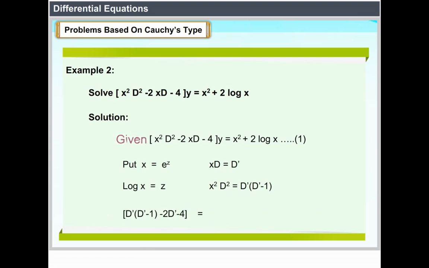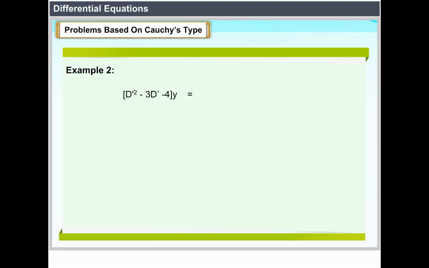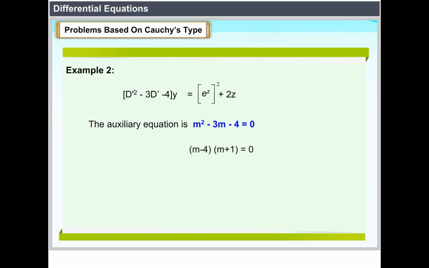D dash into (D dash minus 1) minus 2D dash minus 4 equal to (e power z) whole square plus 2z. (D dash square minus 3D dash minus 4) y equal to (e power z) whole square plus 2z. The auxiliary equation is m square minus 3m minus 4 equal to 0. (m minus 4) into (m plus 1) equal to 0. We are getting m equal to 4 comma minus 1. The complementary function is CF equal to a into e power minus z plus b into e power 4z, equal to a into x power minus 1 plus b into x power 4.